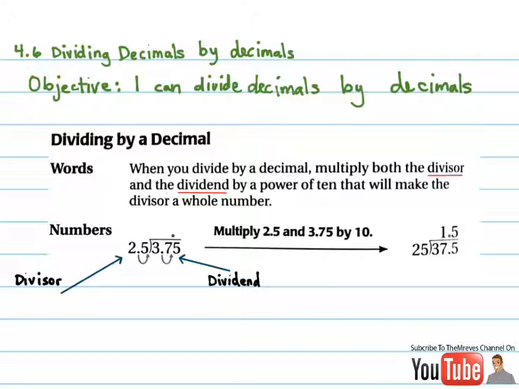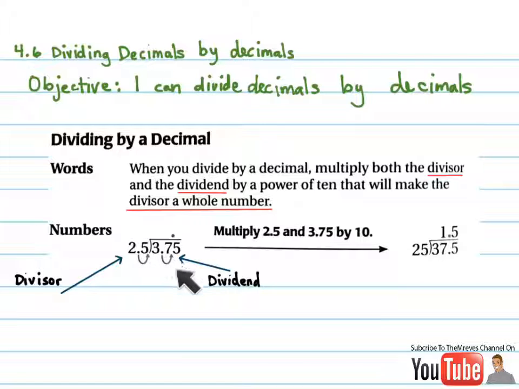we got to multiply it by a power of 10 or just move our decimal to the right, because that's what it means when we multiply by a power of 10. We want to make the divisor a whole number. So let's go ahead and do this. How many spots do we need to move it over? Well, it does it for us, and so we move it over one spot.